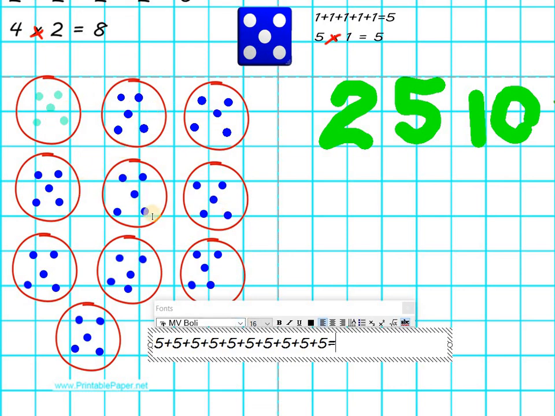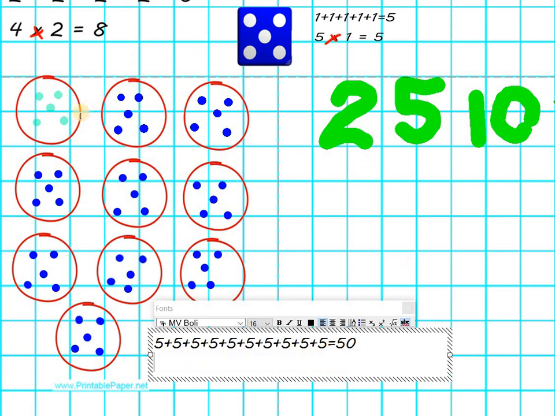5, 10, 15, 20, 25, 30, 35, 40, 45, 50. Let me make sure I have 10 5s. 1, 2, 3, 4, 5, 6, 7, 8, 9, 10. All right, my math is okay. Oops, it's not 10, it's 50. And how do I write that as a multiplication sentence? Well, I have 10 groups. 1, 2, 3, 4, 5, 6, 7, 8, 9, 10. There are 10 groups. 10 groups of 5 equals 50.